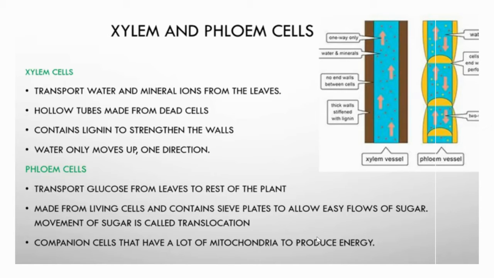So now we'll look at phloem vessels. So phloem vessels transport glucose from leaves to the rest of the plant. And they are also made from living cells and contain something called sieve plates to allow easy flow of sugars. And the movement of sugars is called translocation. And phloem vessels contain companion cells that have a lot of mitochondria to produce energy. So now we can see that translocation is just the flow of sugars, so that's all we need to know for GCSEs, but for transpiration we'll have to go into much more detail.